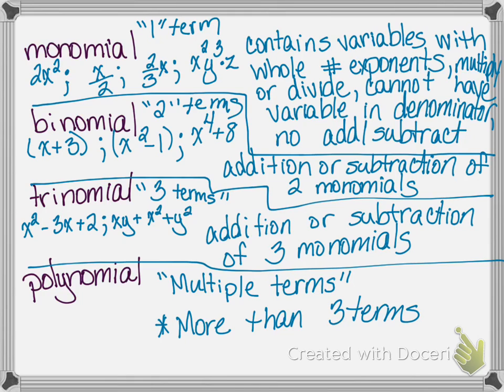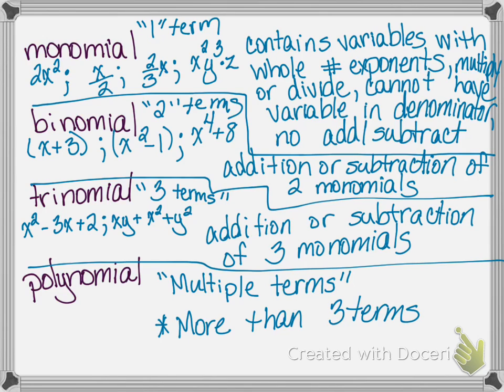Okay? A binomial is the addition or subtraction of two monomials. A binomial has two terms. So some examples that I have are x plus 3, x squared minus 1, x to the fourth plus 8. We are adding or subtracting two terms. That's what a binomial is. A trinomial is the addition or subtraction of three monomials. Three terms. I can have x squared minus 3x plus 2, xy plus x squared plus y squared.